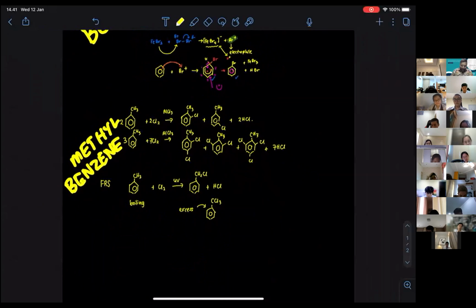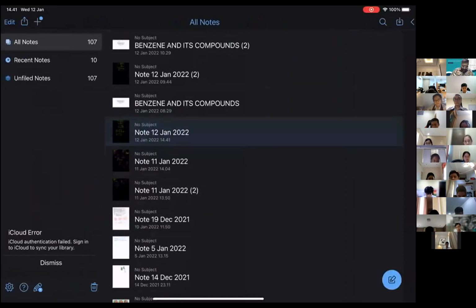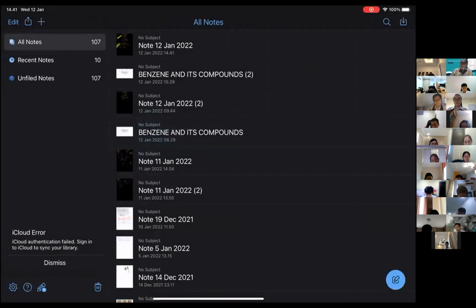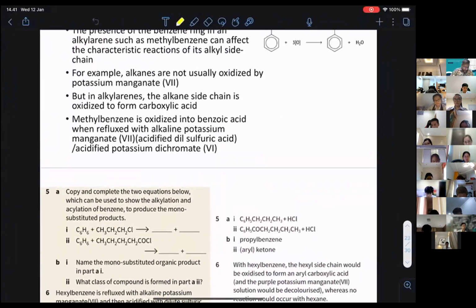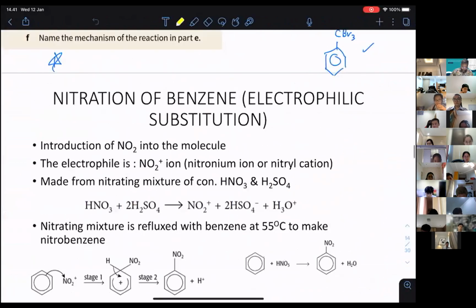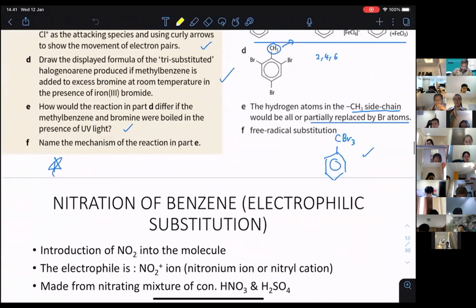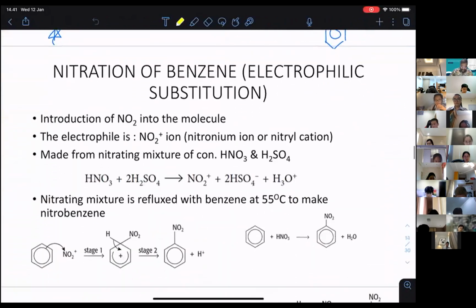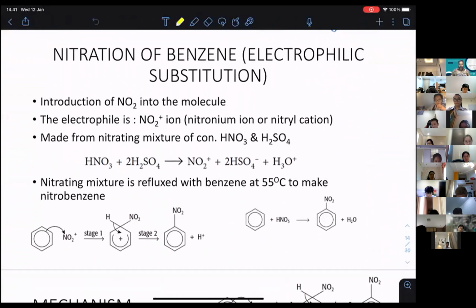Okay, so now I am going to introduce to you another type of reaction. We'll go back to the PowerPoint first. So you see here, this one we have already done, so we'll just go to the nitration.